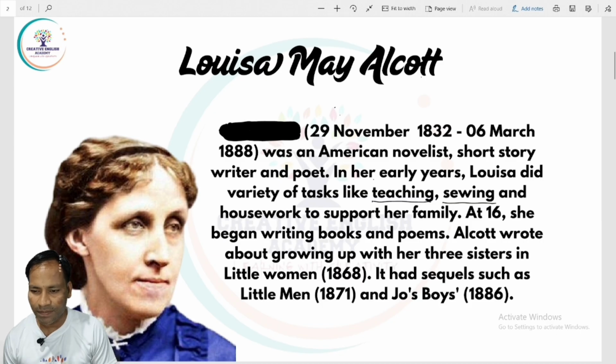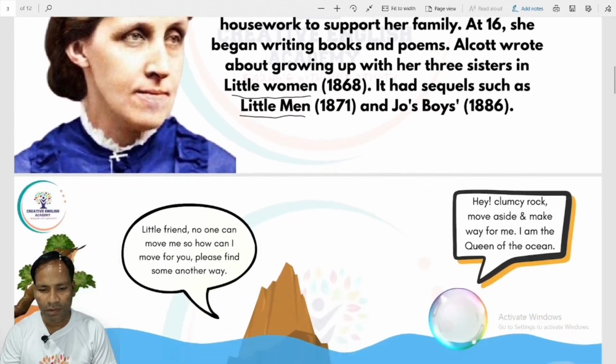Alcott wrote about growing up with her three sisters in Little Women. She wrote a long book, a novel, Little Women, and in this book she wrote about her sisters, which was published in 1868. It had sequels such as Little Men in 1871, and Jo's Boys, another one, in 1886. These are some of her very famous literary works. Now we are going to head to the poem that we wish to learn here.